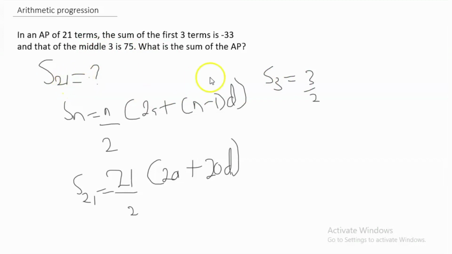of the first 21 terms. S3 means the sum of the first 3 terms. So you would not be able to use this method to get this because it says middle 3. You can't then say S3 because S3 talks about the first 3, not the middle 3. So you would have to use a different approach. Okay, so now let's do that.